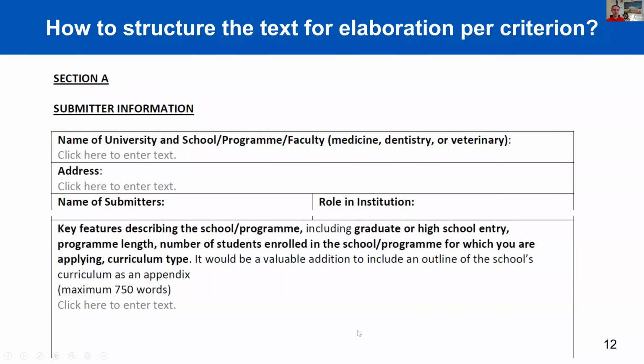What you see here is section A, submitter information, and on the lower part there is the description of the criterion. You see the criterion is relatively long and entails a lot of information, and then there is this endless white space which you have to fill. And I will now give you an idea how we manage this. Next slide.